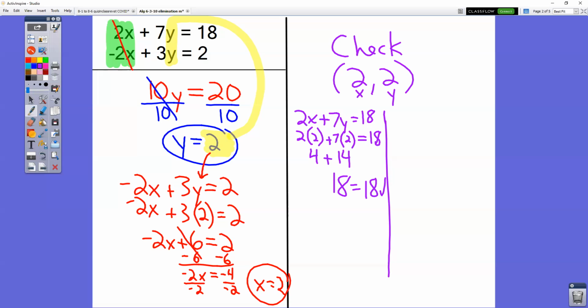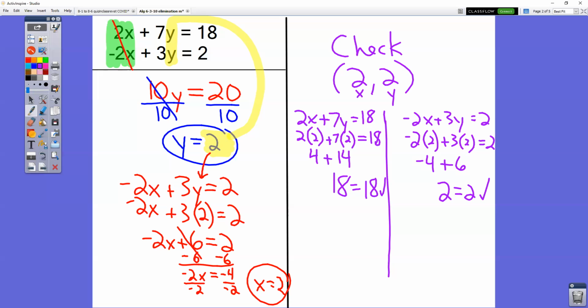Now we're going to check it in our bottom equation. -2x plus 3y equals 2. When we go to check it in this one, we're subbing in our 2 and our 2. So -2 times 2 instead of -2 times x. 3 times 2 instead of 3 times y equals 2. -2 times 2 is -4. 3 times 2 is 6. -4 plus 6 is 2. So 2 equals 2. It checks.